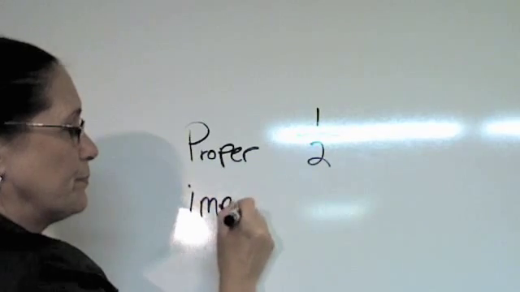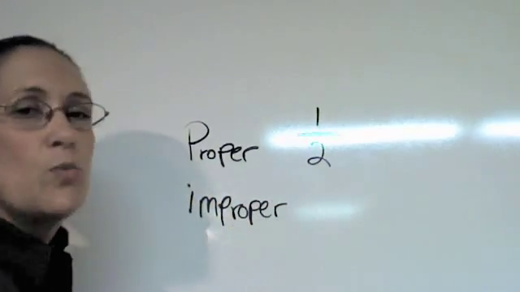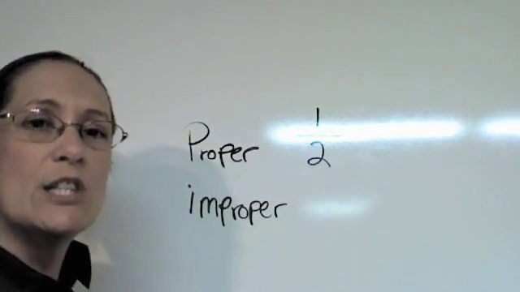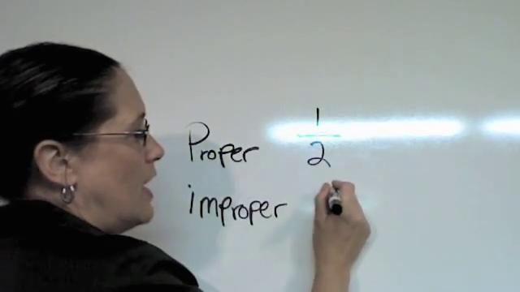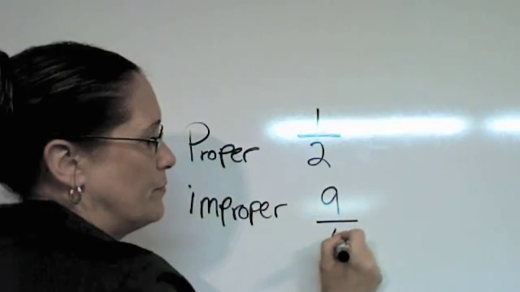Improper is where the numerator is larger than the denominator. In other words, 9/4.